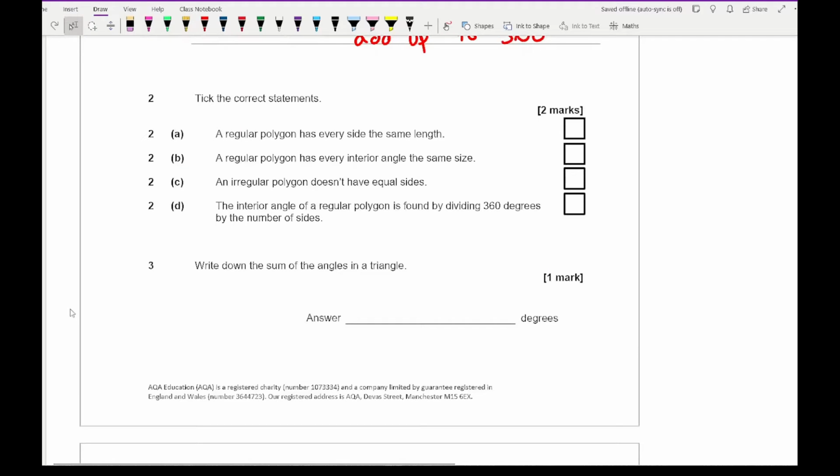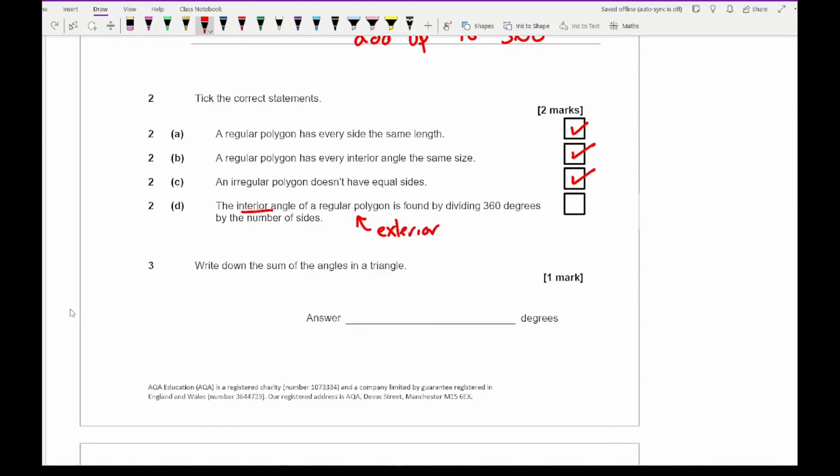So the first statement is that a regular polygon has every side the same length, and that is true. It then says a regular polygon has every interior angle of the same size, and that is going to be true. It then says an irregular polygon doesn't have equal sides, and that is true. And it says that the interior angle of a regular polygon is found by dividing 360 degrees by the number of sides, and that is false. That describes an exterior angle, not an interior angle.